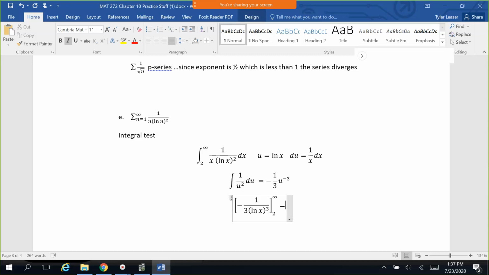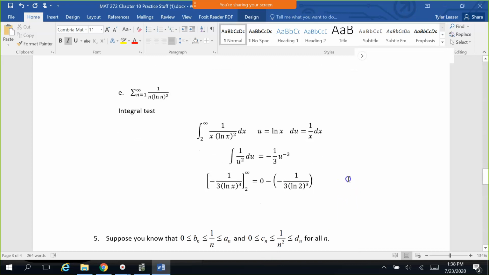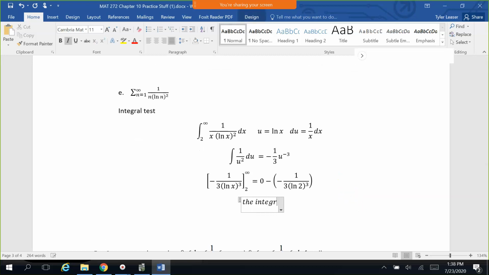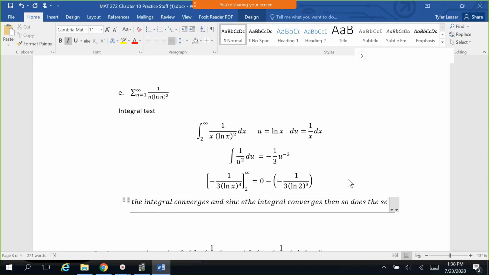All right, if I plug infinity into this, natural log of infinity blows up to infinity. It's 1 over that, so I'm just going to get 0. Minus, plugging 2 into that, I get negative 1 over 3, and then whatever the natural log of 2 cubed is. It's probably some awful looking number, and honestly it doesn't really matter. It's a number, which is what is important. So in other words, the integral converges. And since the integral converges, then so does the series.